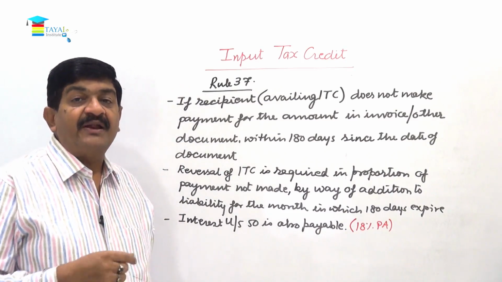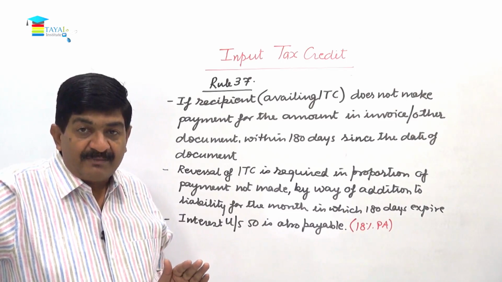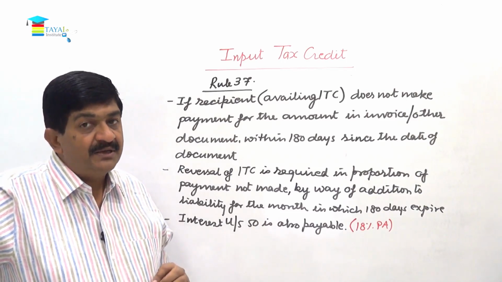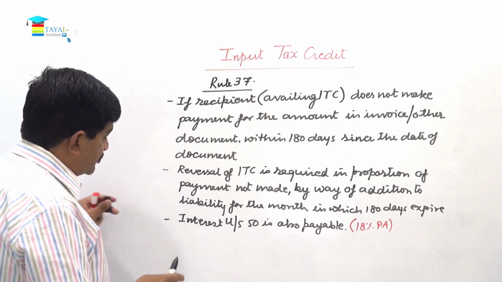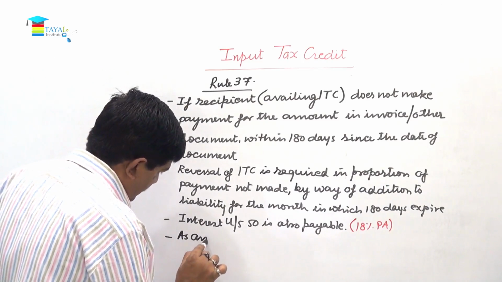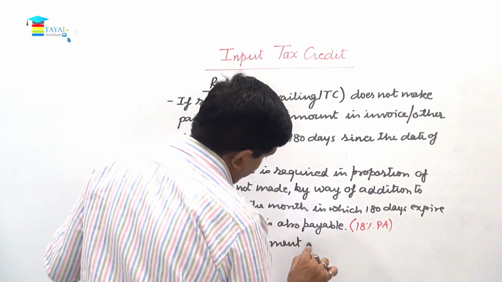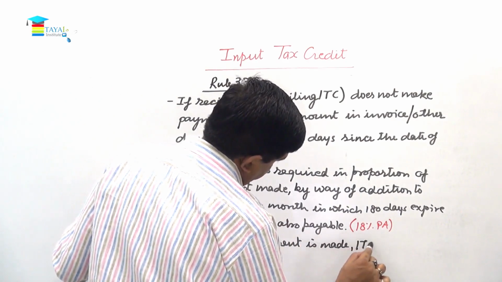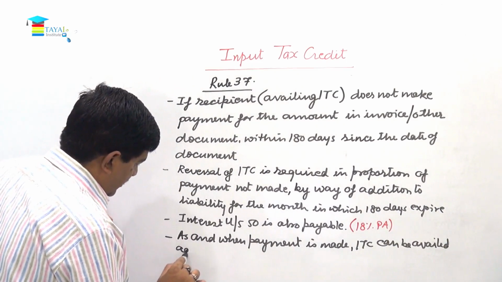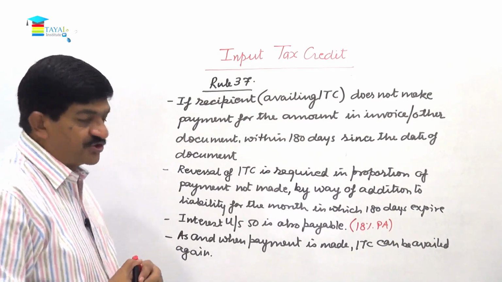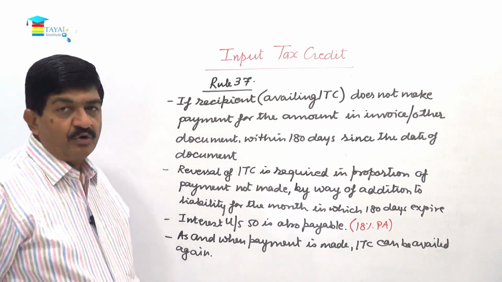And as and when payment is made, credit can be taken again, and in that situation the time limit given for availing the credit will not be applicable. The time limit is given under subsection 4, within how much time you can avail credit. So this is for making the reversal, and as and when payment is made, ITC can be availed again. But when input tax credit is availed again, this will be only for the amount of tax. Any interest paid earlier at the time of reversal, for that credit will not be given.